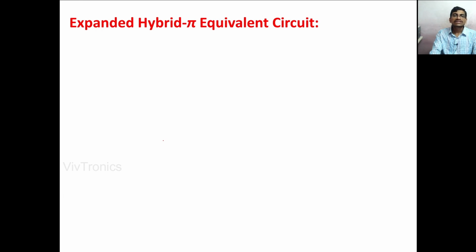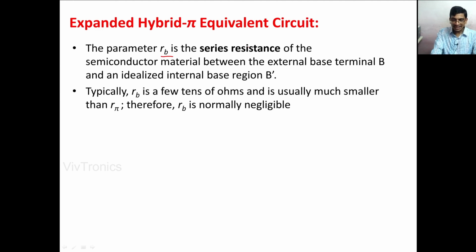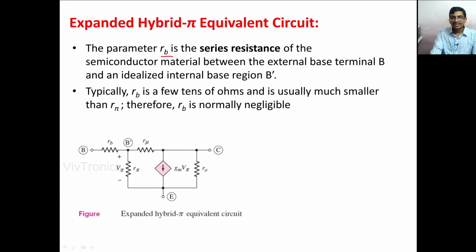Now we are going to see the expanded hybrid pi equivalent circuit. In the expanded hybrid pi equivalent circuit, we have two extra components. Those are r b, which is the resistance in series with the semiconductor material between the external base and the base terminal B, which is idealized as the internal base B dash. There is an extra resistance connected between the external base and the internal base B dash, and typically the r b value is very small, so we can neglect that value.